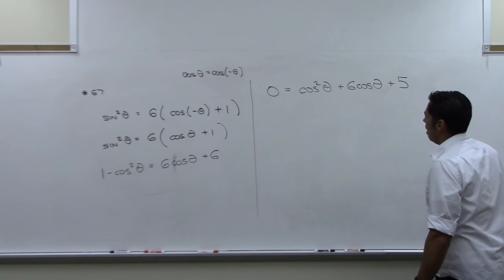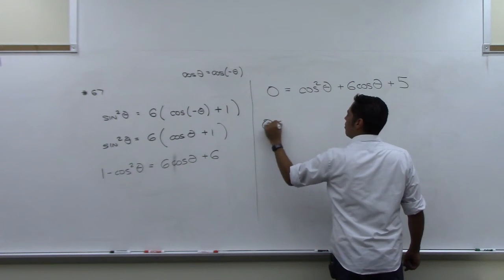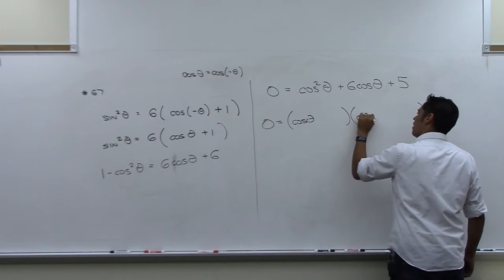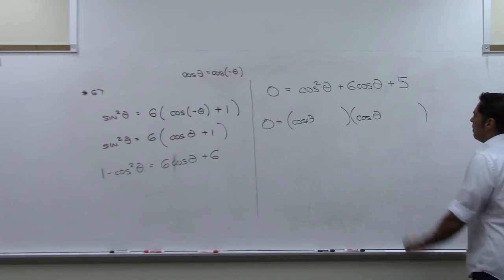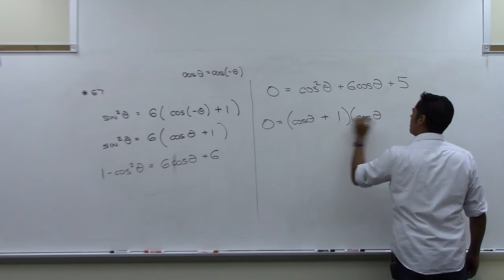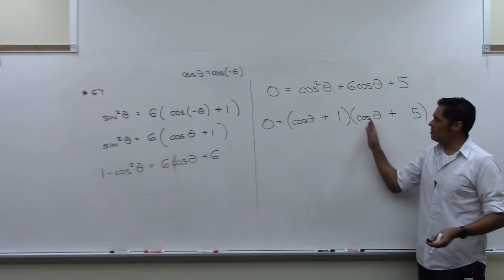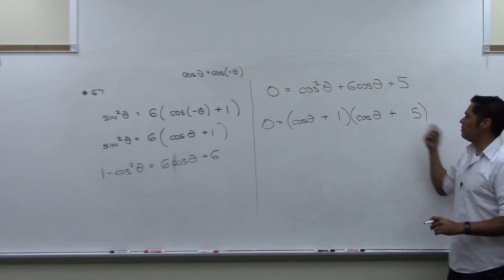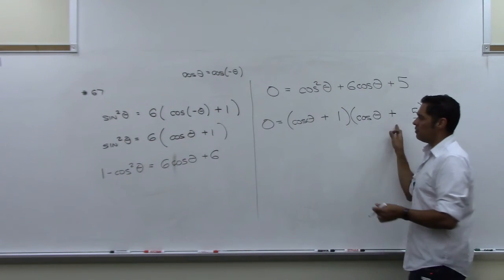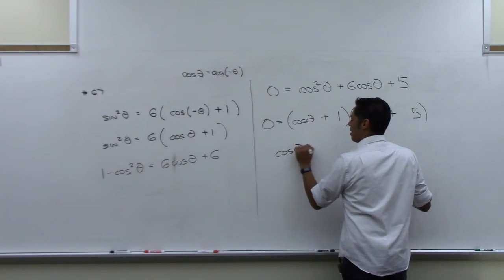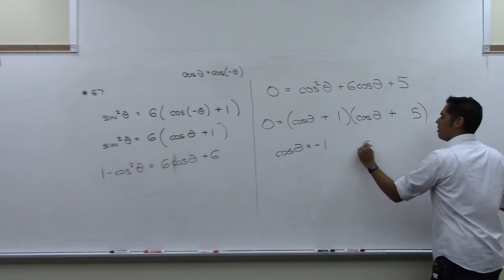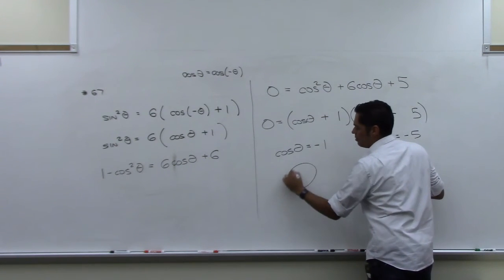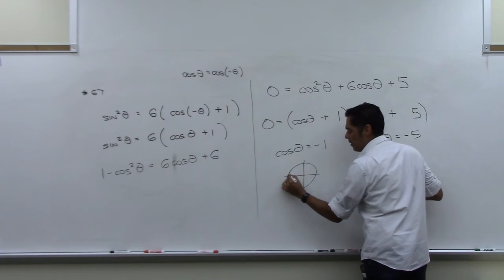And now that's starting to look a lot like a quadratic again. 0 equals, I should be able to factor this, cosine theta plus 5 times cosine theta plus 1. Cosine squared, 5 cosines, 1 cosine, add those, you get 6. 1 times 5, that's 5. So that's it right there. Set each of these equal to 0. Cosine theta is -1, that's this one. This one right here, cosine theta is -5. Now, this one's saying where on the unit circle is the x-coordinate -1? That happens here. That's at pi.